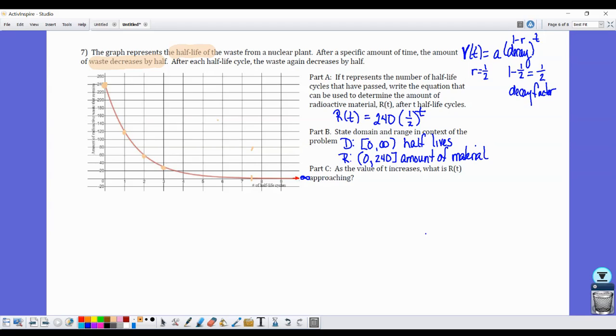Okay. And then part C asks us, as the value of T increases, that's the number of half-lives, as these keep increasing, what becomes R of T? Well, as T keeps increasing, what becomes R of T? Let's see if we can pull up our calculator real quick and do something with our calculator. I'm going to go ahead and clear this out.